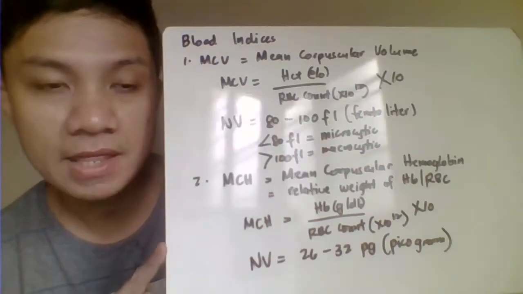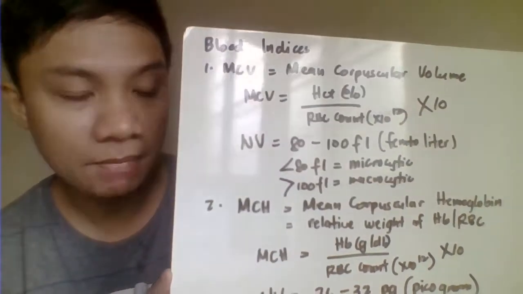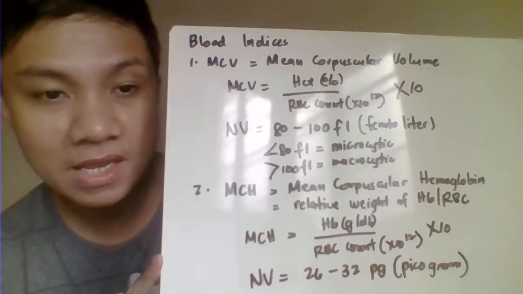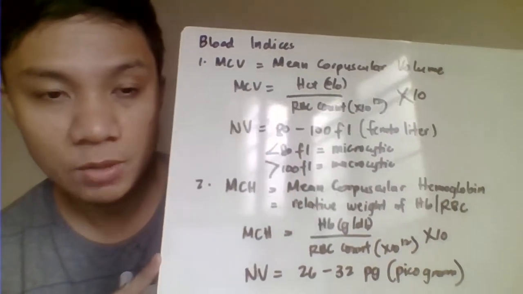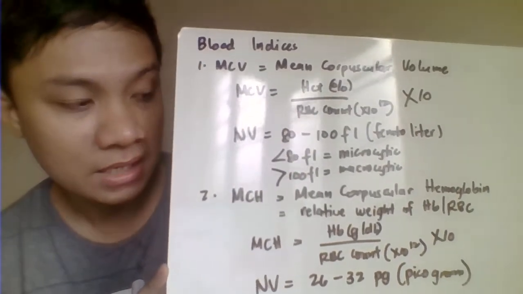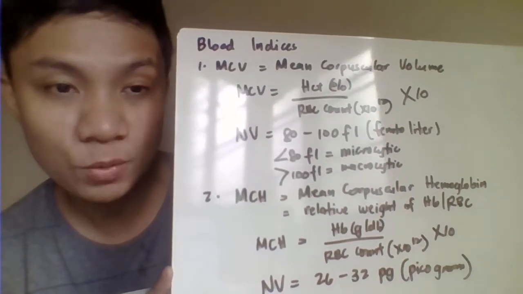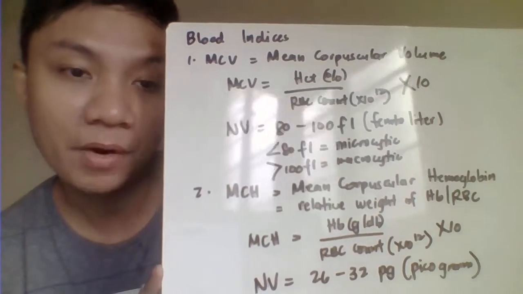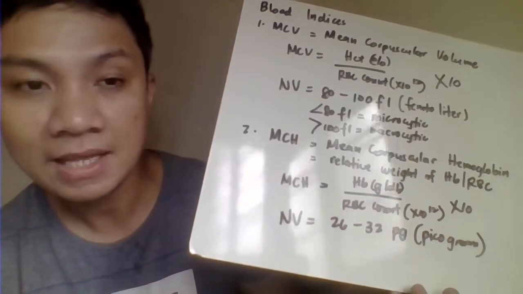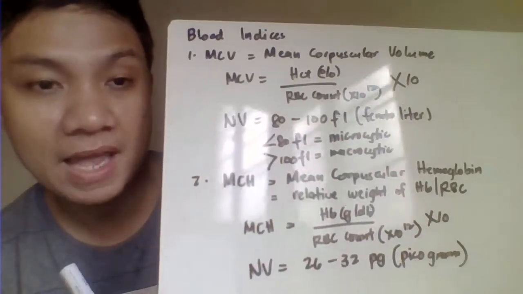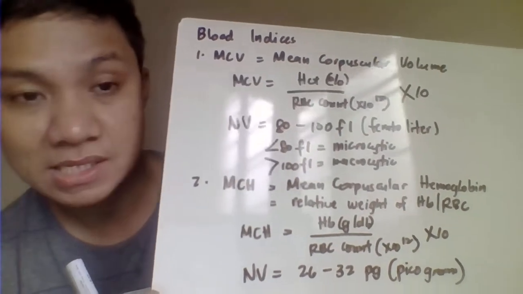Okay, then we have here the blood indices. The blood indices include your MCV, your MCH, and your MCHC. These blood parameters help us classify the type of anemia. Ginagamit natin ito in order for us to classify what type of anemia it is.